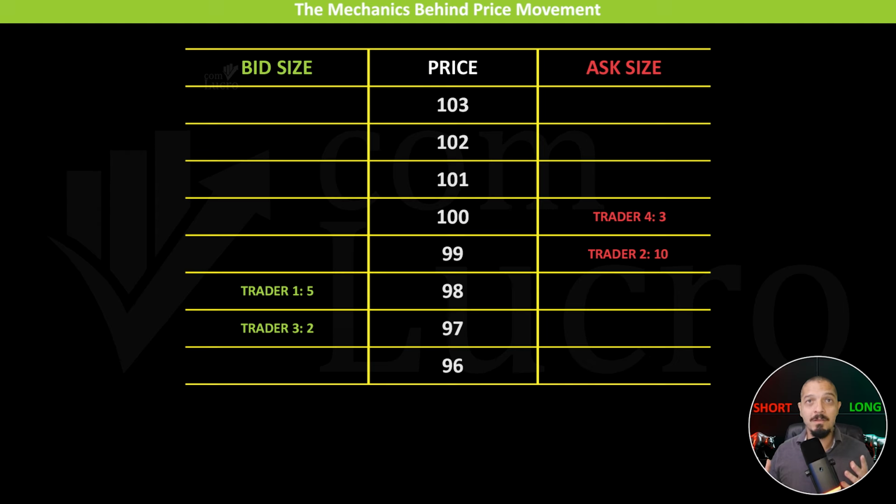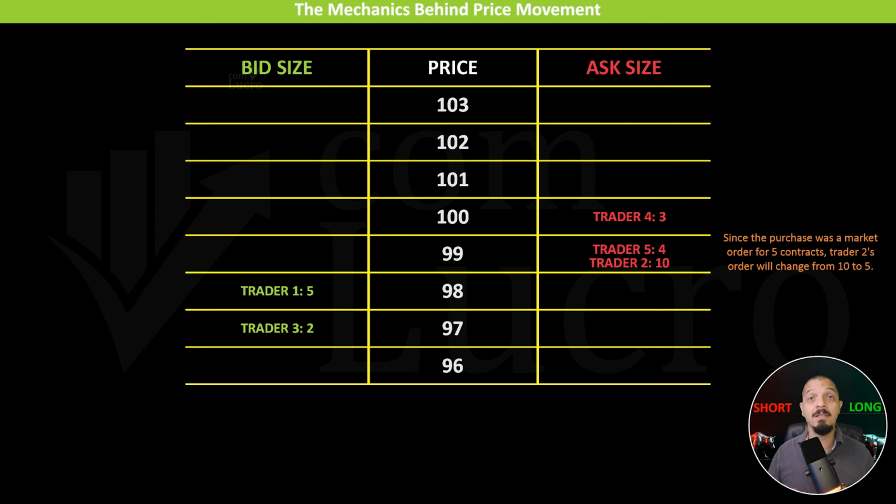At this moment, we have 2 buyers willing to buy at 98 and 97, and 2 sellers willing to sell at 99 and 100. There's no agreement between them. Let's continue. Another seller, Trader 5, wants to sell 4 contracts at 99, just like Trader 2. This increases the ask size to 14, with 10 contracts from trader 2 and 4 from trader 5.